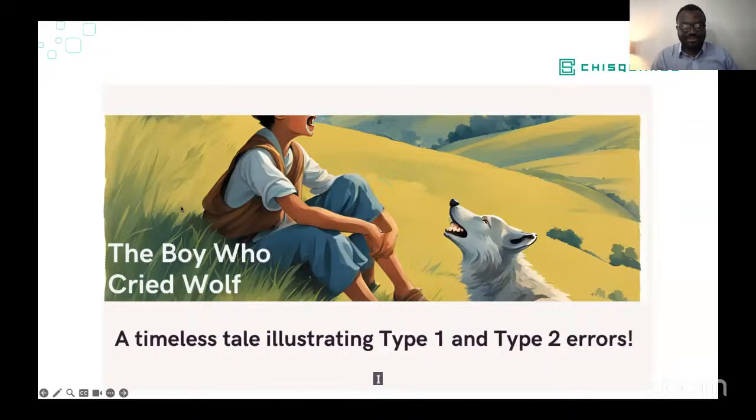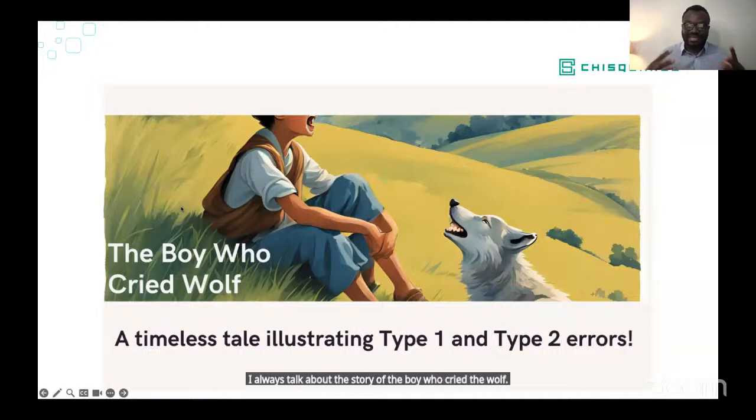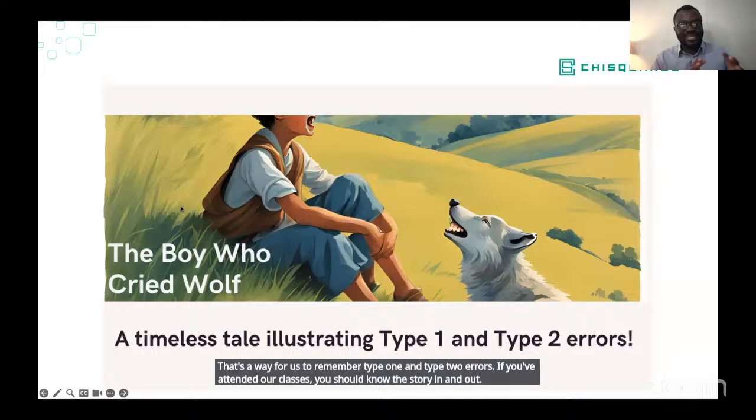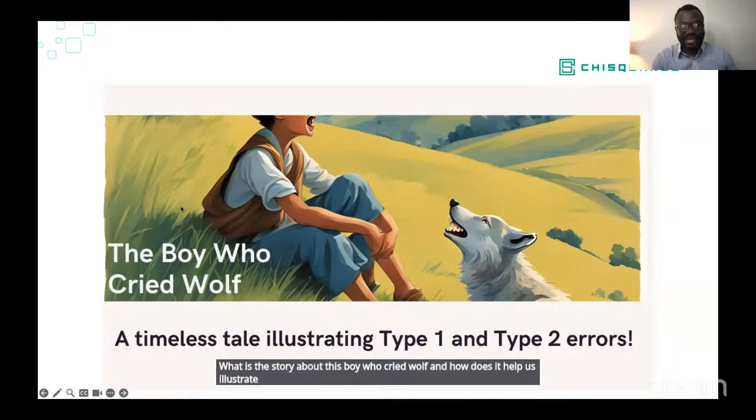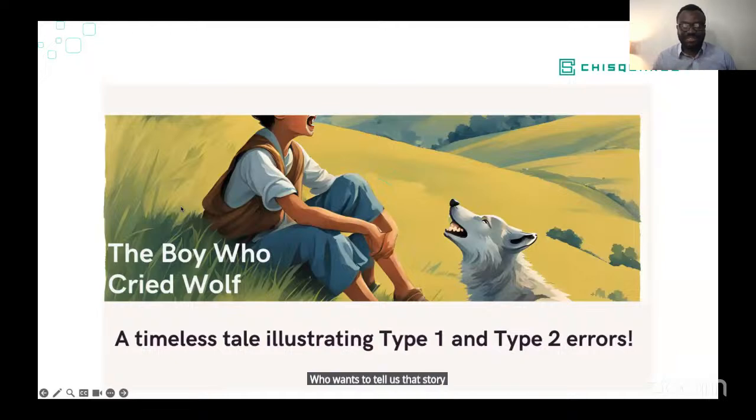I always talk about the story of the boy who cried wolf. That's a way for us to remember type 1 and type 2 errors. If you've attended our classes, you should know the story in and out. Who has attended a previous class of ours that can tell us the story? What's the story about this boy who cried wolf? And how does it help us illustrate the lessons for type 1 and type 2 error? Who wants to tell us that story? It's just a very short story of 30 seconds. Any takers? Pat?